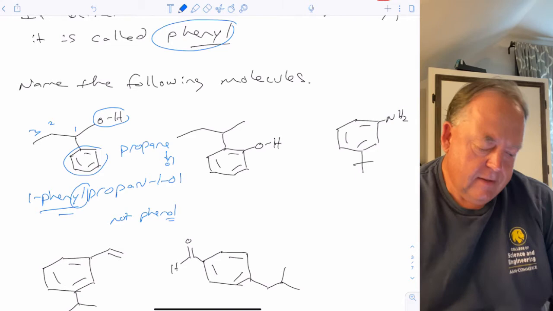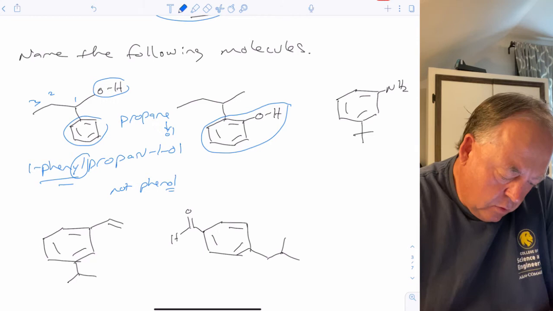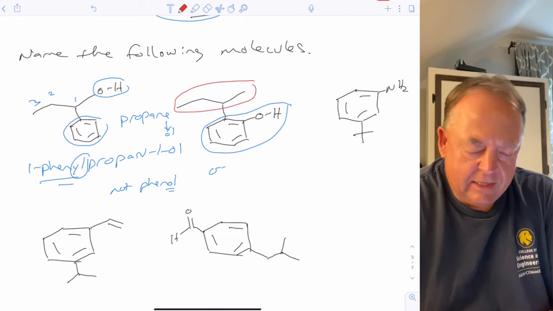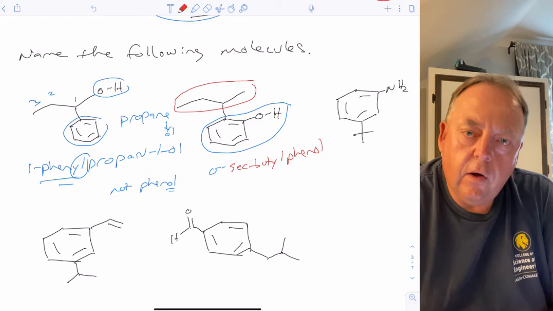Okay, so this one's a little trickier. Here you have to recognize that it's phenol. So now the other thing is a substituent. This would be ortho. What is the substituent? That's a 4-carbon ring, a cyclobutyl, if you remember what cyclobutyl is. So that would be ortho-cyclobutyl phenol. And this one would be aniline.